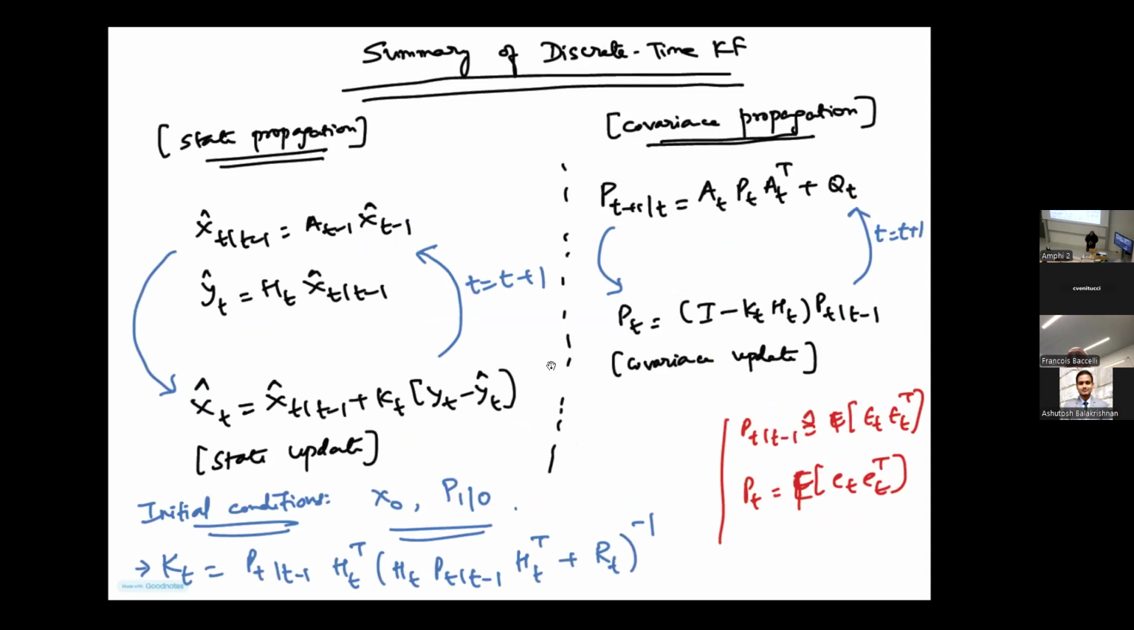If I summarize the discrete time Kalman filter, we have the state propagation and simultaneously the covariance propagation. The state propagation is given by these two equations: x hat t given t minus 1, which is the a priori state, and similarly the predicted output. Then we have the a posteriori state after the Kalman correction, and this is the Kalman gain. Similarly, the covariance keeps updating with each step as shown.